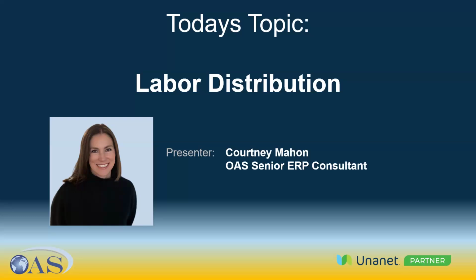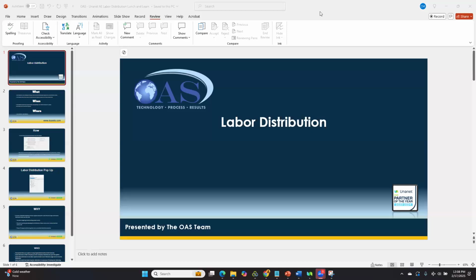Labor distribution is probably one of my favorite utilities in Unanet because it's a huge time saver. Unanet's labor distribution accurately maps labor costs with the appropriate work stream, so you're not spending countless hours manually trying to put labor costs on your general ledger or your income statement. This utility just does it for you. Now I'm going to go ahead and share my screen. Here we go. Can everyone see my screen?